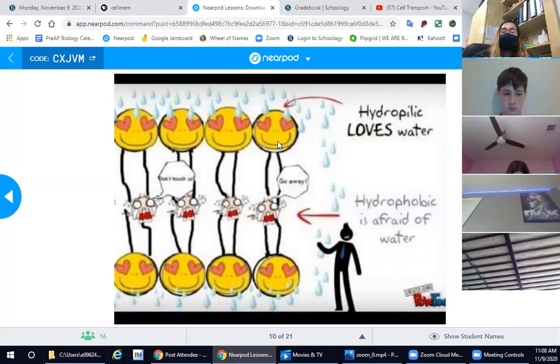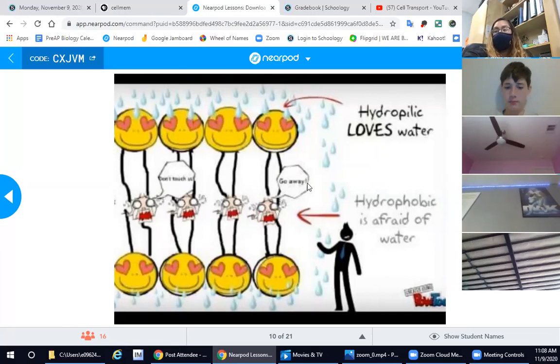And the heads are hydrophilic because they love water. Think of philic, likes water. And these are the parts of the cell that are able to stay within the moisture area, again, the water area of the body, of the inside of the cell. The tails are the lipid parts.